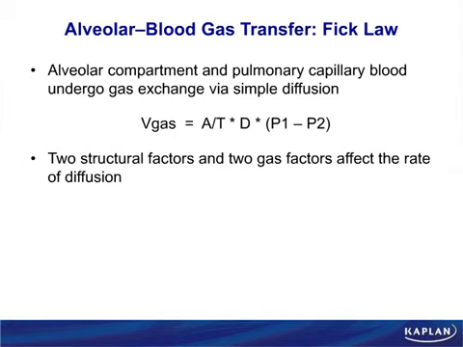The alveolar compartment and pulmonary capillary blood compartment are going to exchange gas via diffusion, and it will follow Fick's law of diffusion, which states that the rate of gas transfer is equal to the area divided by the thickness times the diffusion constant times the pressure gradient. All right, so let's think about things that are going to be important for Step 1 that will relate to Fick's law of diffusion. There will be 2 structural factors and 2 gas factors.